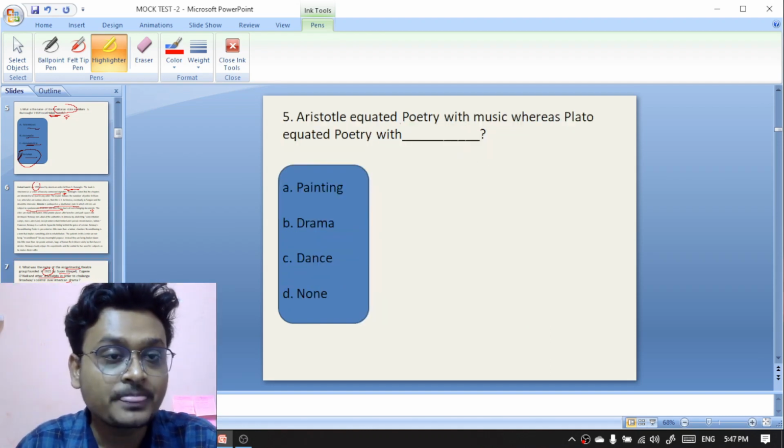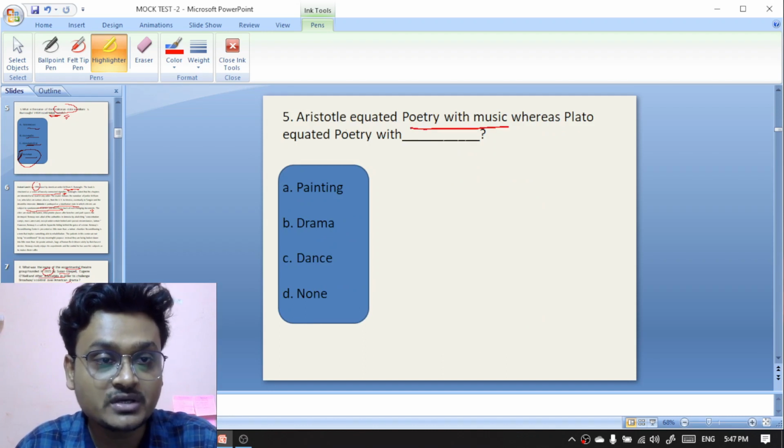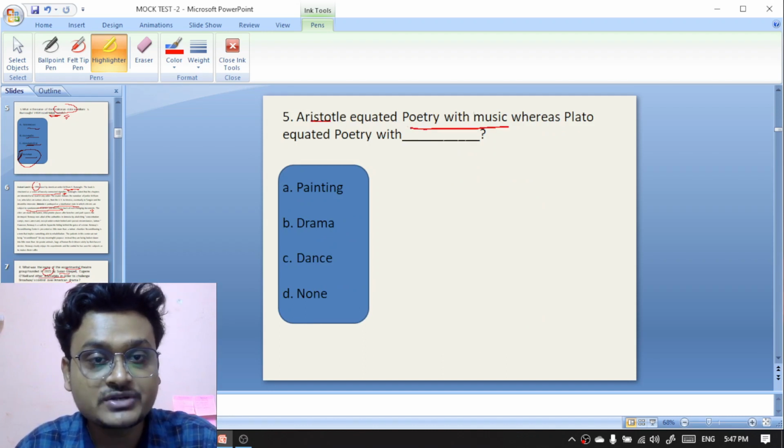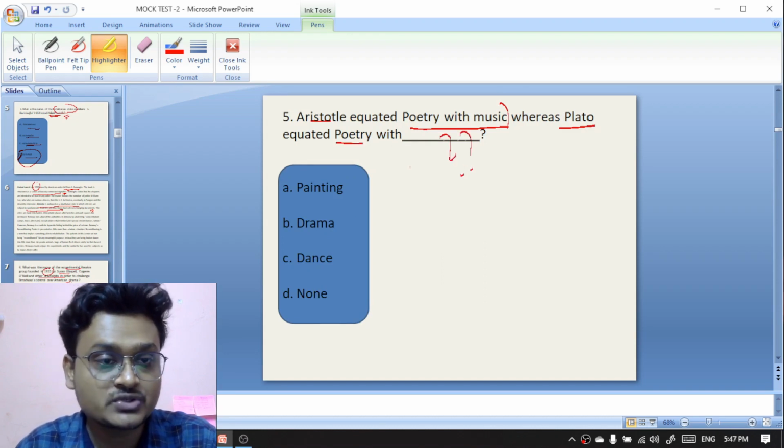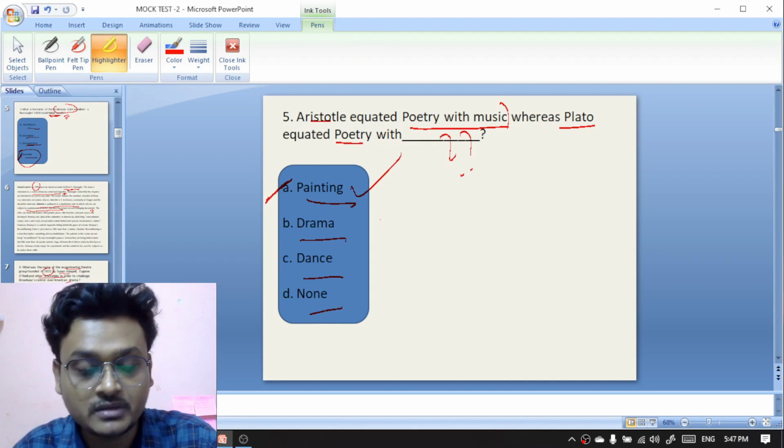Move to the next question. Aristotle equated poetry with music, whereas Plato equated poetry with what? Your options are painting, drama, dance, none. So here your right option is painting. Plato has equated poetry with painting. Moving to the next question.